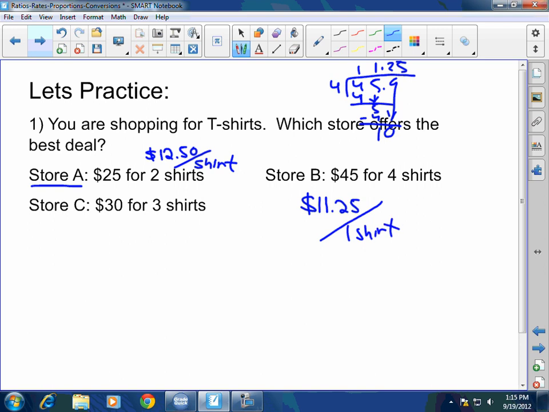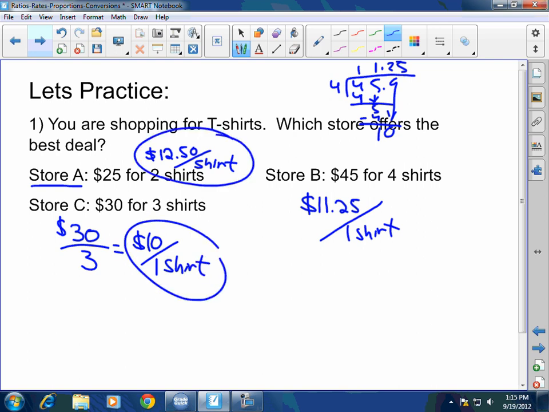What is store C? Okay, for store C, it's price 30 over quantity of 3 shirts. So that's $10 per one shirt. So if you were at a mall or something and they had all of these deals, which would be the best deal? Absolutely right. Does that make sense? Okay?